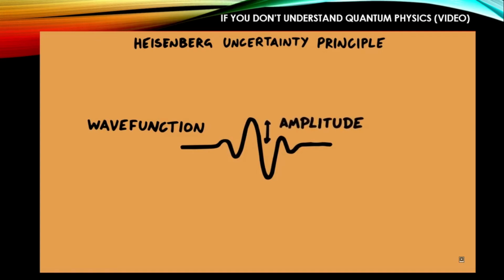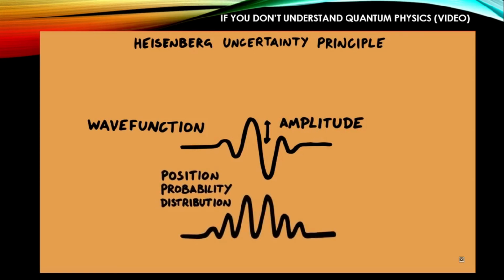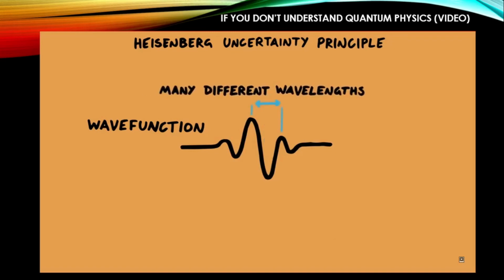The position is given by the amplitude or height of the wave, and the momentum is given by the wavelength of the wave. But for this specific wave, the position gives us a probability distribution, so we don't know exactly where the electron is. Also, there's an uncertainty in the momentum because this wave is made of many different wavelengths. But we can reduce that uncertainty.